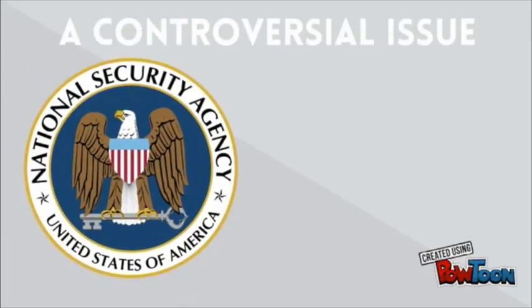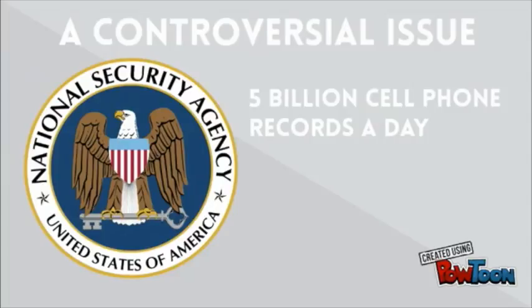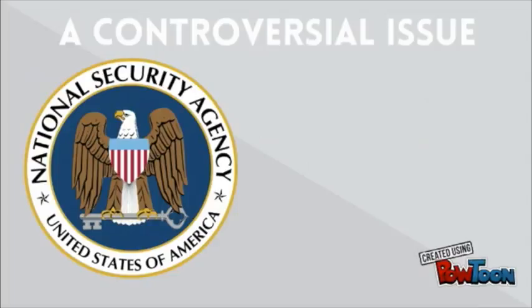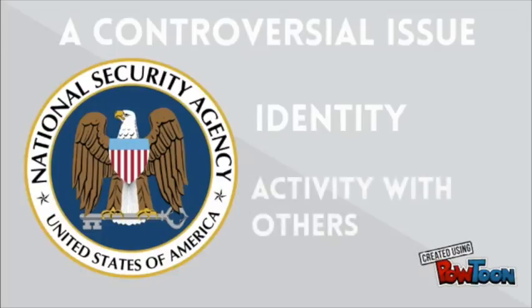A pertinent example of an international controversy is the global surveillance regarding the National Security Agency, or the NSA. The NSA is collecting almost 5 billion cell phone records a day to determine the locations of individuals and where they travel in the world, even if they're not suspected of any illegal activity. Knowing the location of a cell phone user allows for the determination of the user's identity, who the user communicates with, and who the user meets.